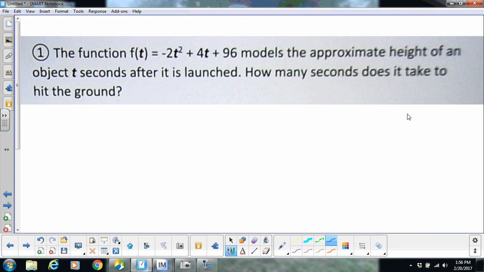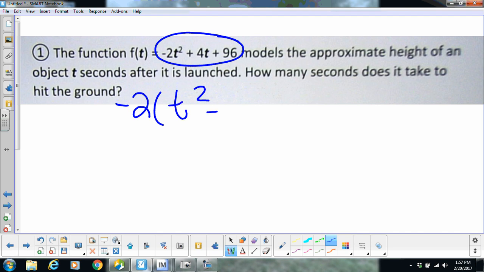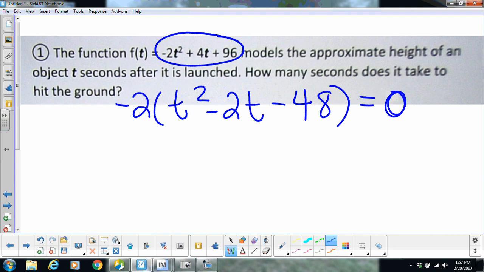Okay, so the first thing we're going to do is factor this. So I'm going to start by factoring out my GCF, which is negative 2. Okay, and then because it's hitting the ground, remember we can set it equal to 0. So basically our negative 2 is irrelevant here, because if we divide by negative 2, it will cancel out.